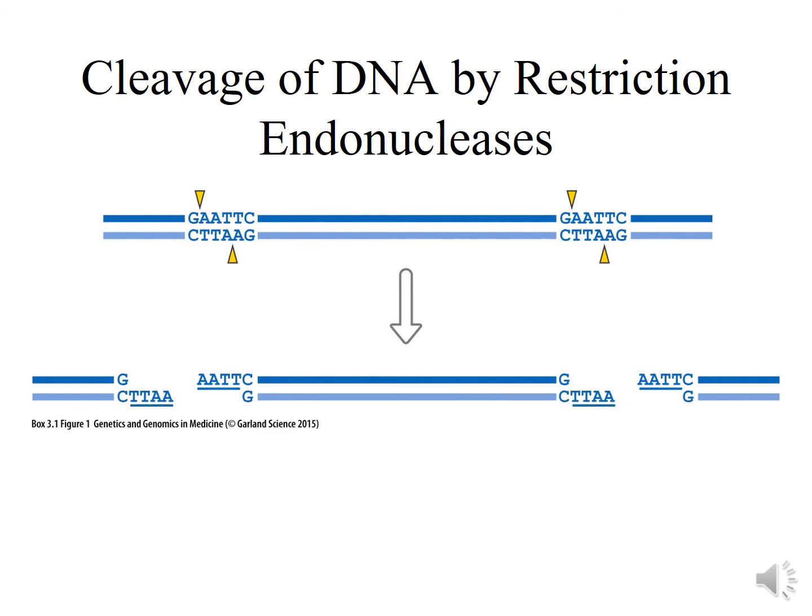EcoR1 cuts at the sequence GAATTC. In other words, whenever the restriction endonuclease EcoR1 encounters the sequence GAATTC, it will cleave the double-stranded DNA in a specific fashion. As you can see, EcoR1 cleaves asymmetrically, that is, it cuts in a staggered fashion, as exemplified by this slide. Each restriction endonuclease has a unique sequence, and it is only at that sequence that the enzyme will cut.